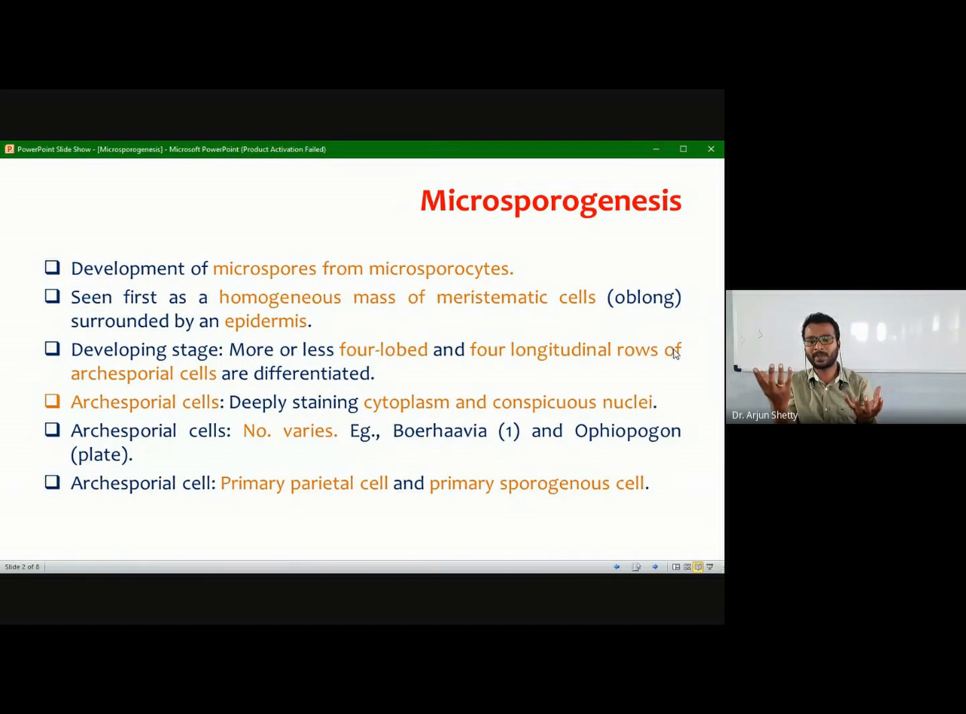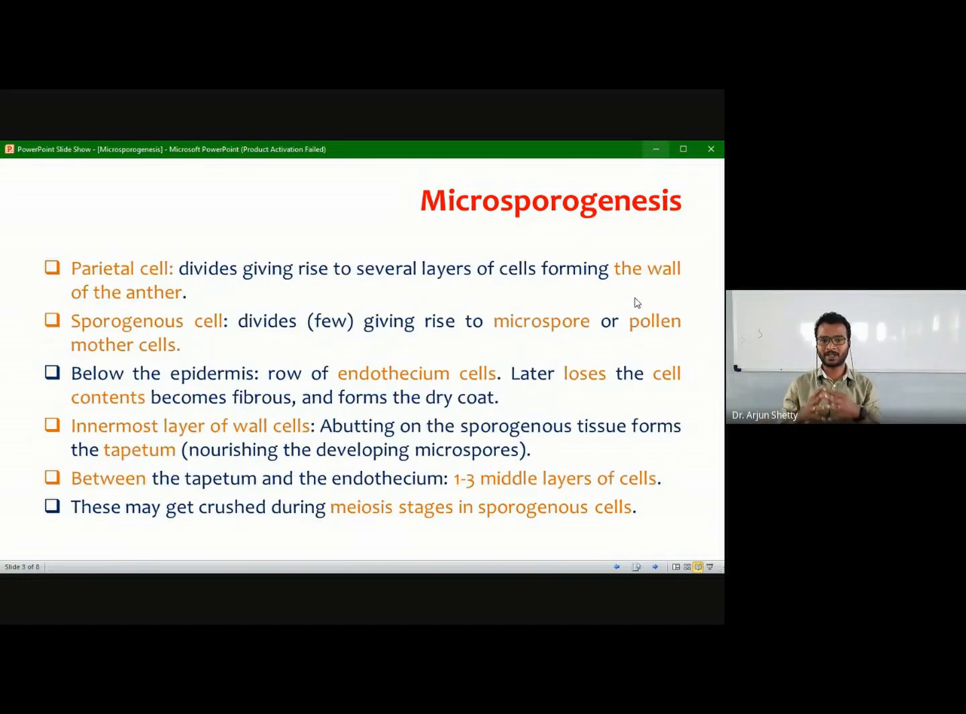In the case of primary sporogenous cells, they will not undergo many divisions. They may divide a few times, and they may switch off their division capacity once they find that enough microspores or pollen grains are present inside the locule or cavity. The parietal cells divide and give rise to several layers, and as I already told you, they form the wall of the anther. Always remember, guys, these parietal cells are not involved in the formation of the epidermis, because the epidermis is already available.